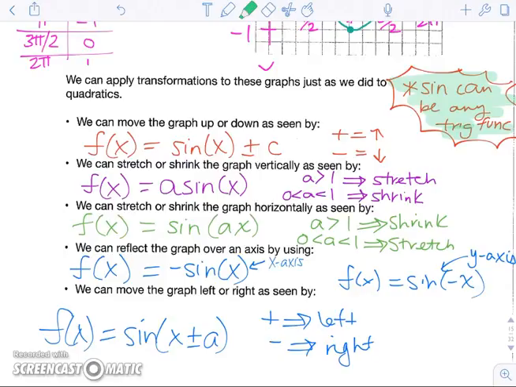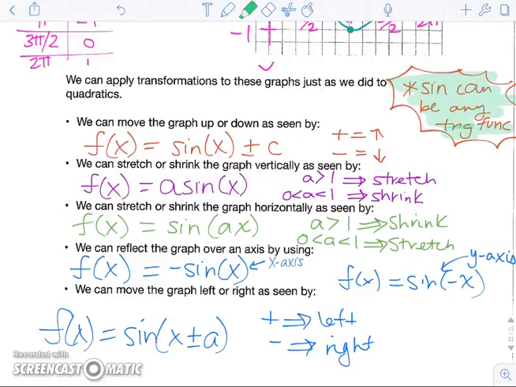A stretch or shrink horizontally is happening inside the sine function. This is the only one we haven't really looked at so far, but this is the opposite. So a greater than 1 means we're talking about a shrink, whereas a between 0 and 1 would be a stretch.